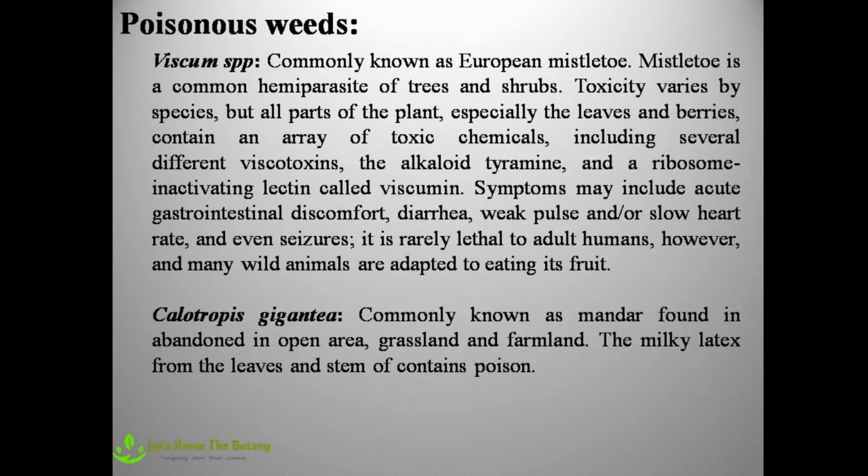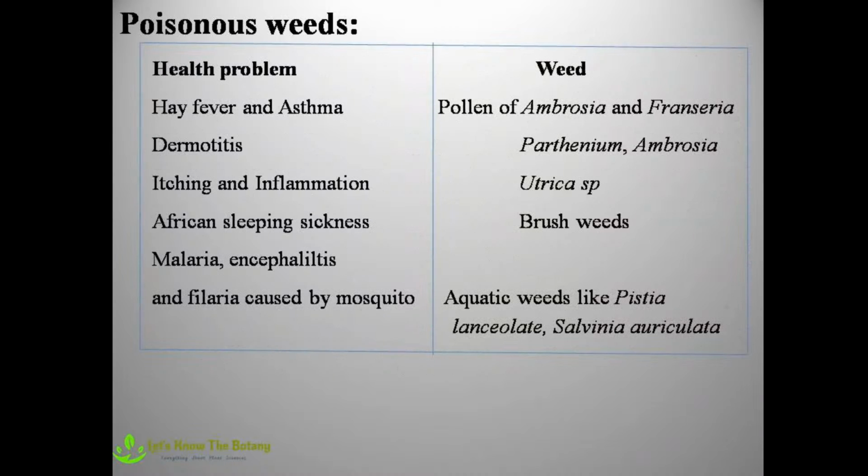Then another weed is Viscum. Then Calotropis gigantea. Calotropis gigantea is nothing but Mandara or Rui, whose milky latex is poisonous. So these are some weeds.